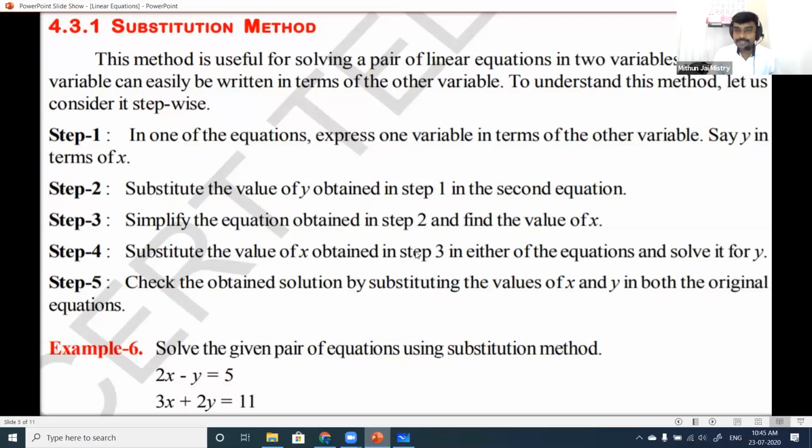That y value we substituted in the equation in step 3, and then we obtained the values of x and y. So definitely we have followed all the steps. These are the steps which are already given in your textbook. Now let me move ahead.